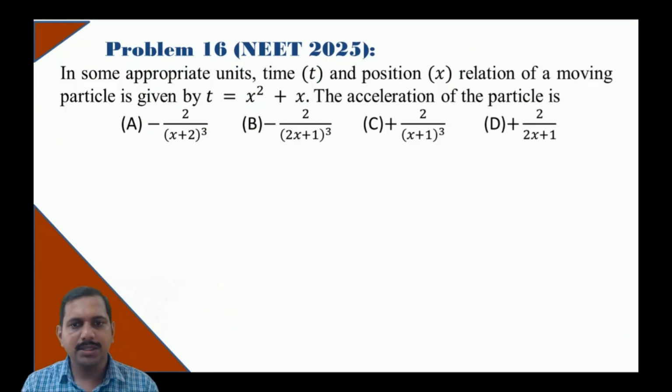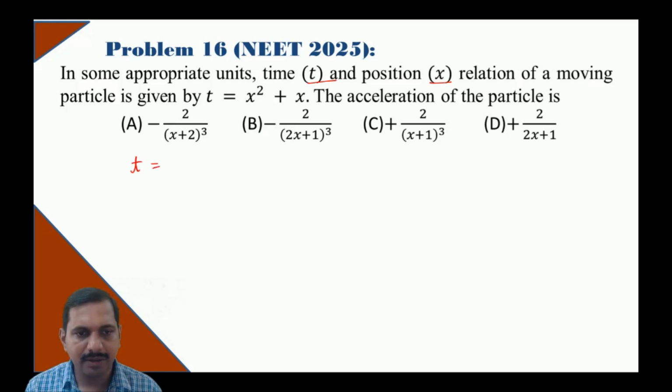Okay, in some appropriate units, time t and position x relation of a moving particle is given by t is equal to x square plus x. The acceleration of the particle, pretty straightforward, but we need to understand how to differentiate. If you understand differentiation, then this can be done very easily. So what is given is t is equal to x square plus x.